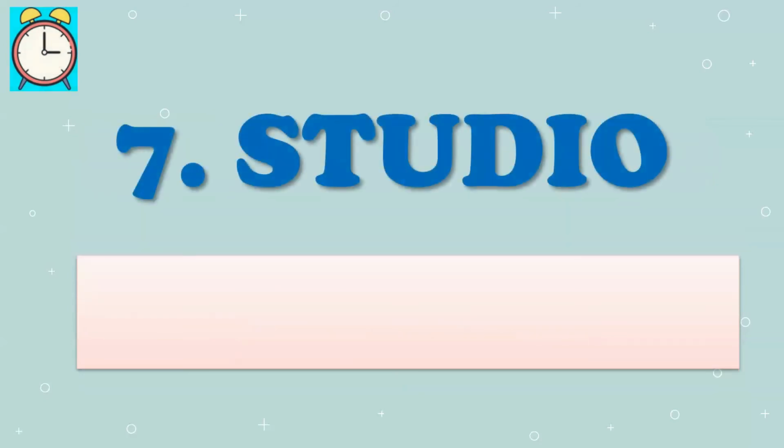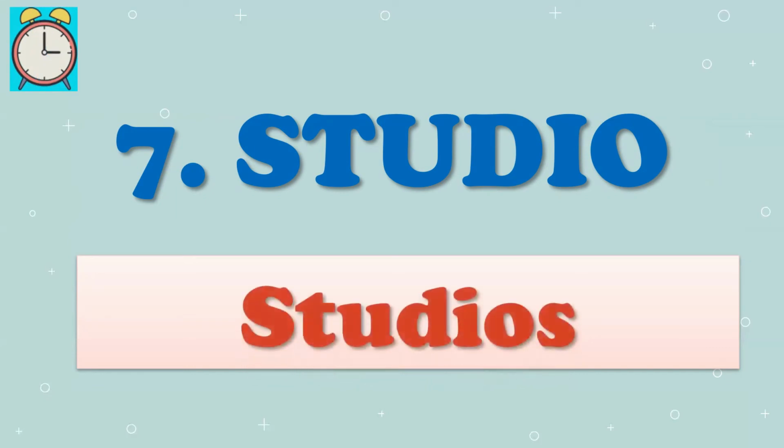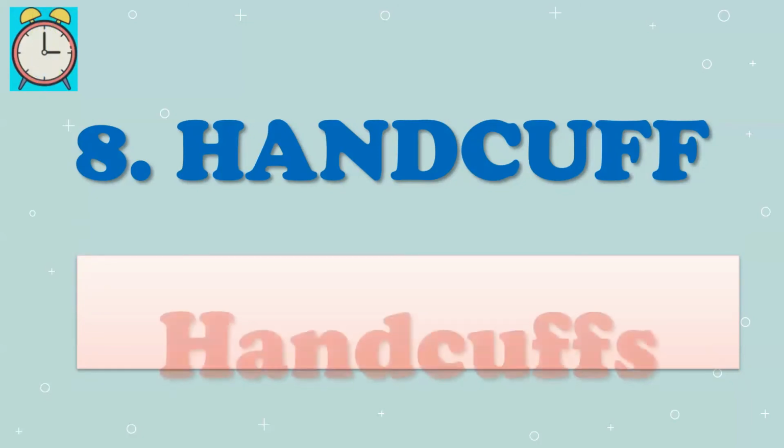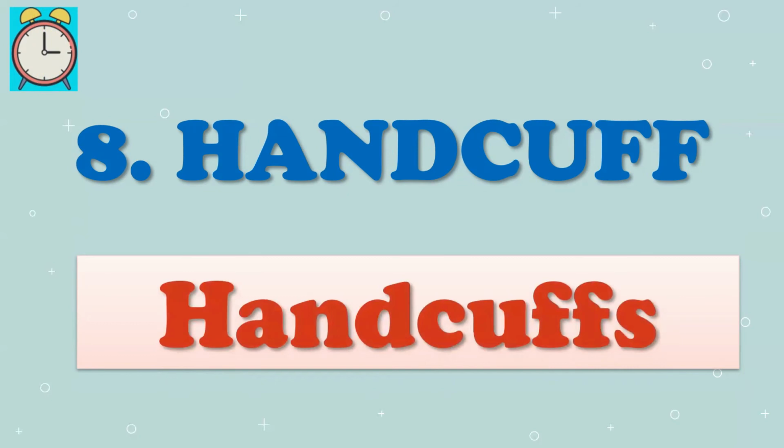Number 7 is studio. What is the plural for the word studio? The plural form for the word studio is studios. Just add S because O is preceded by a vowel. Number 8 is handcuff. What's the plural for the word handcuff? The plural form for the word handcuff is simply just add S.